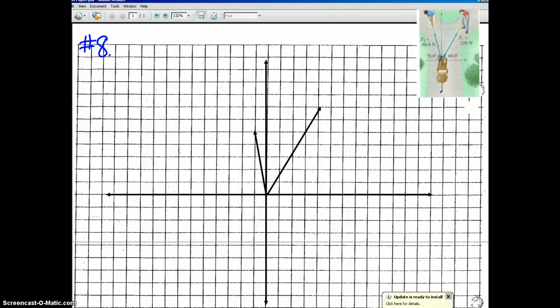Find, using the method of rectangular components, A, the single force that is equivalent to the two forces shown, and B, the force a third person would have to exert on the mule so that the net force on the mule is equal to 0.